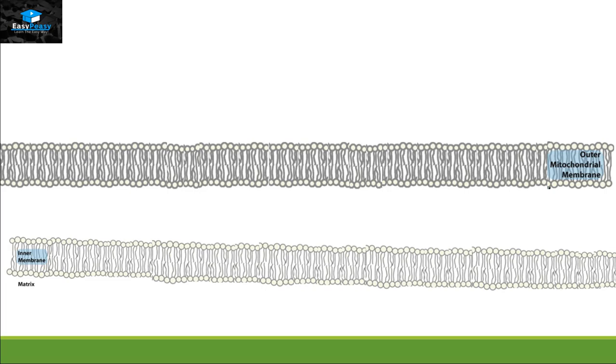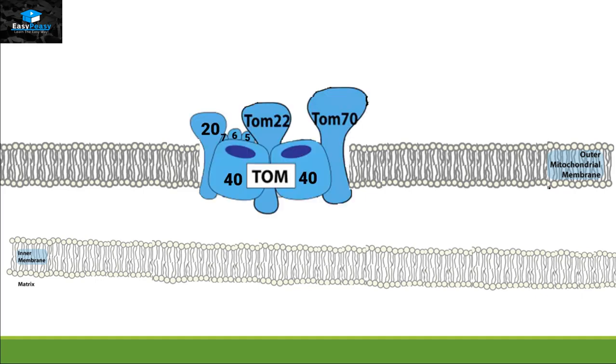So this is the outer membrane and inner membrane of the mitochondria. And the first translocon that we are going to discuss here is called the Tim complex. Tim complex is the major protein that is present on the outer membrane of the mitochondria. The full form of Tim is translocase of the outer mitochondrial membrane. Now let's see the structure of this Tim complex.